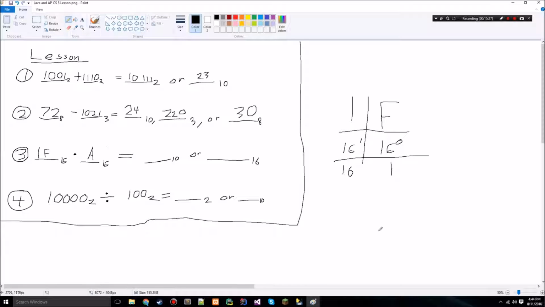So let's go ahead and write this out as 1 times 16 plus 15 times 1, because remember f is equal to 15. We add those together. 16 times 1 is 16 plus 15 times 1, so that's 15. So 16 plus 15 gives us 31 for our answer in base 10. So this is written as 31 in base 10.